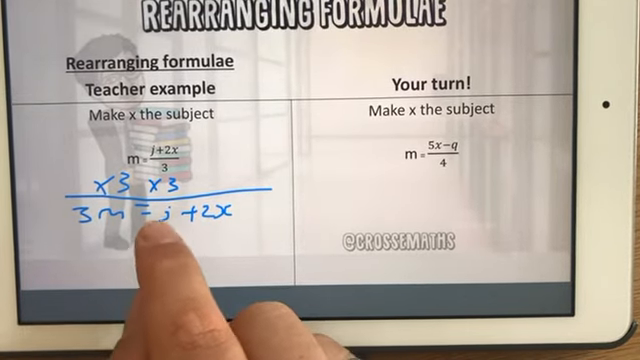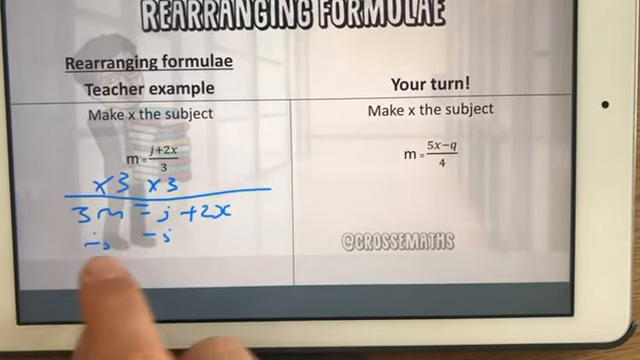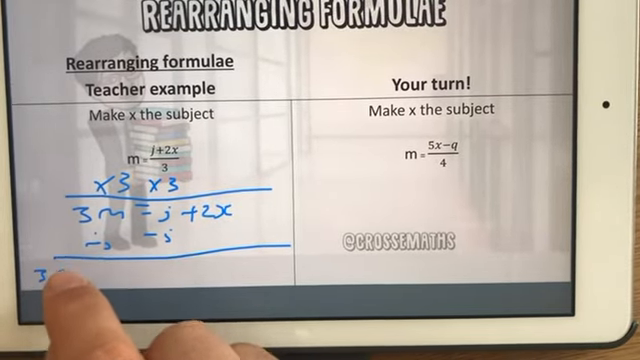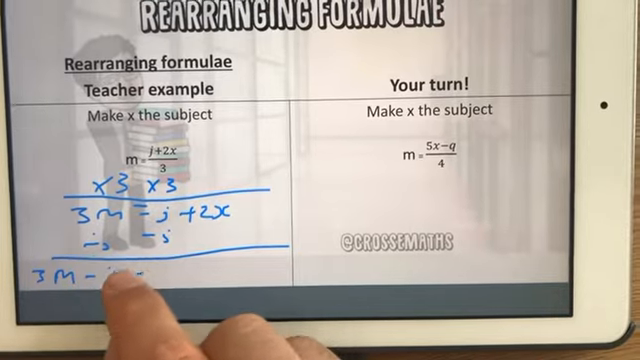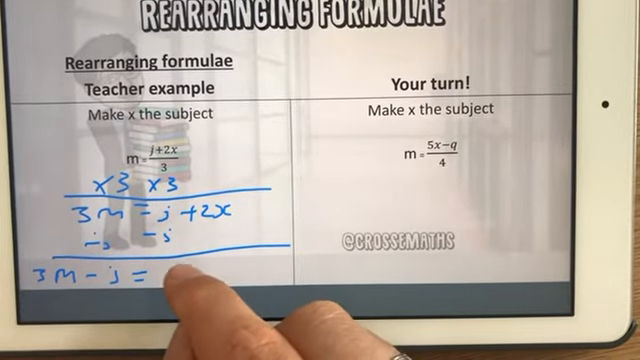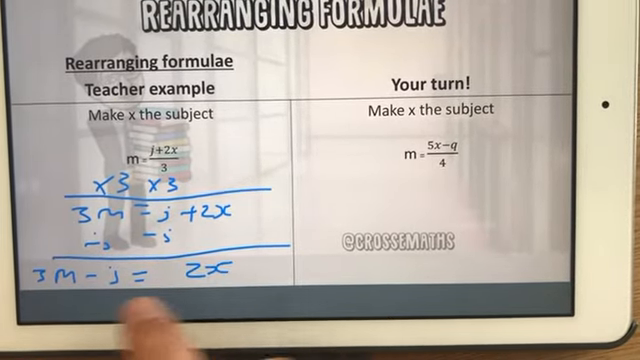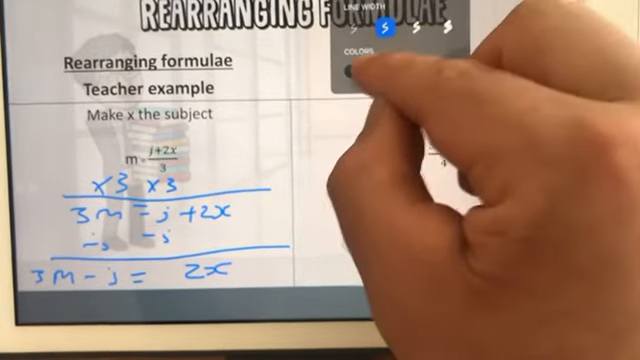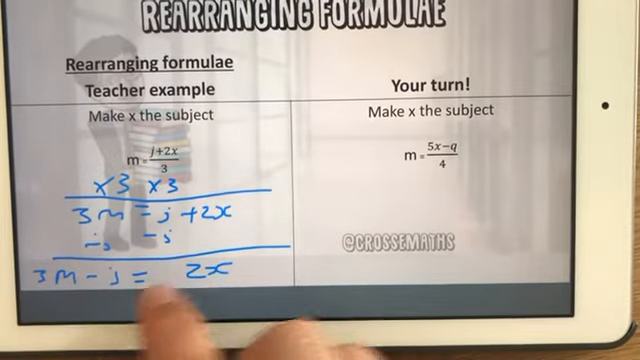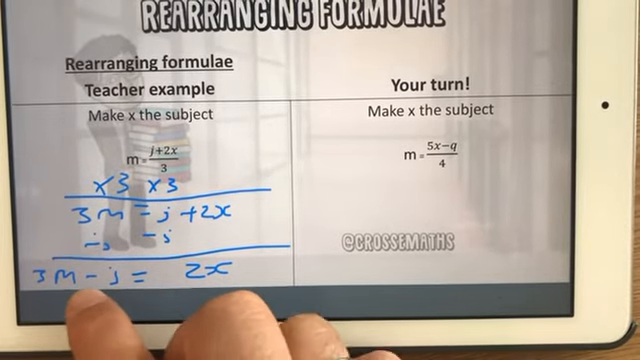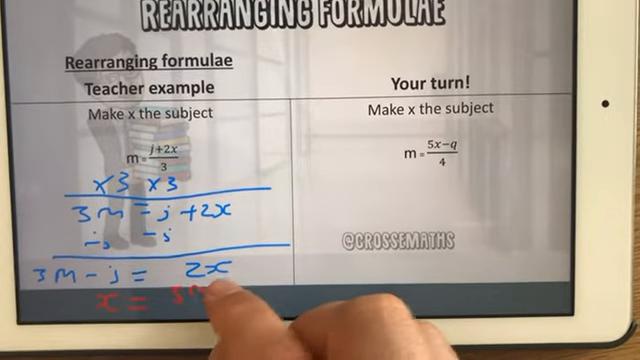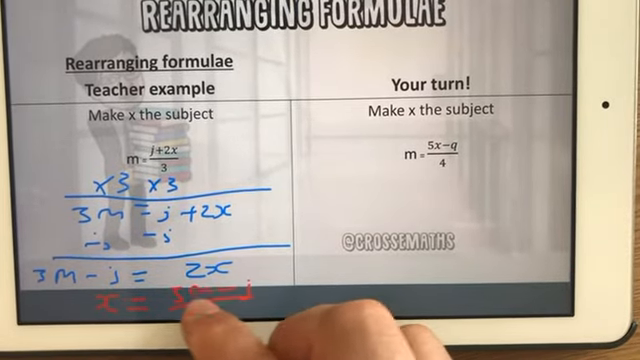Next, I'm going to take away j from both sides. I end up with 3m, take away j. J take away j makes nothing, equals 2x. And then I divide through by 2 to end up with the final step. Okay, I've had to skip a few lines only because I've run out of space. I end up with the final step. If I divide by 2, x equals 3m, take away j all over 2.